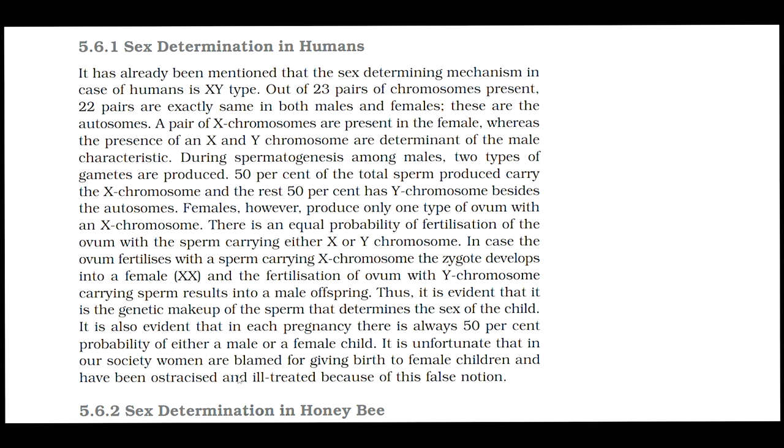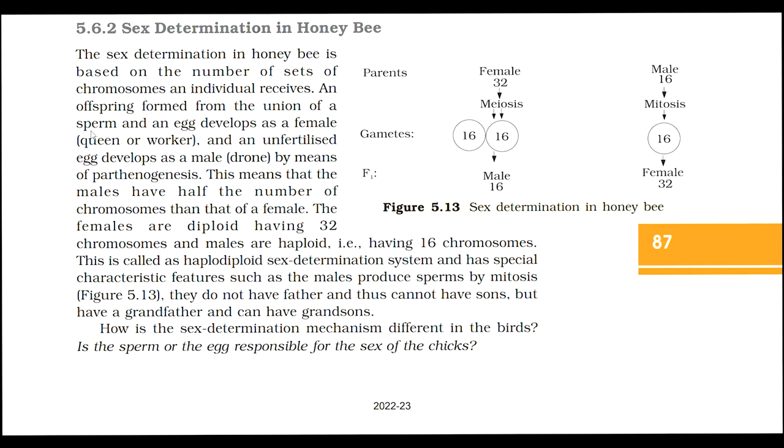5.6.2 Sex determination in honeybee. The sex determination in honeybee is based on the number of sets of chromosomes an individual receives. An offspring formed from the union of a sperm and an egg develops as a female, which is a queen or worker, and an unfertilized egg develops as a male, which is a drone, by means of parthenogenesis.